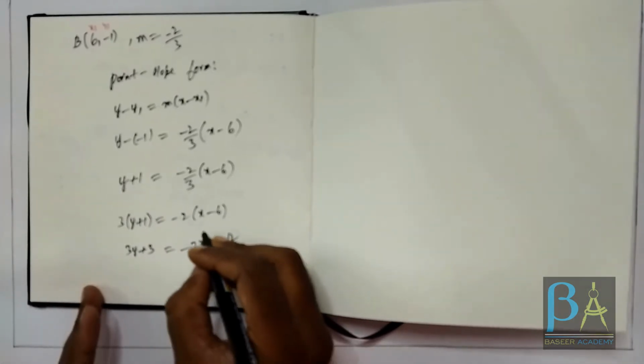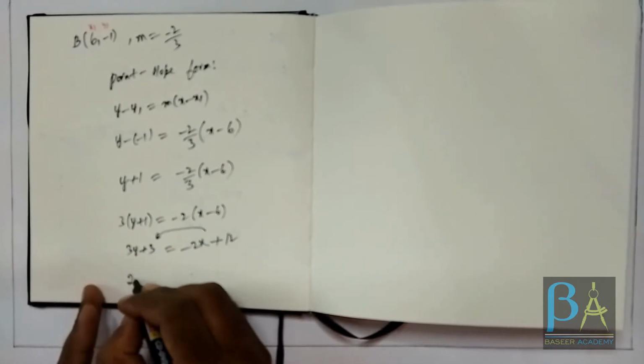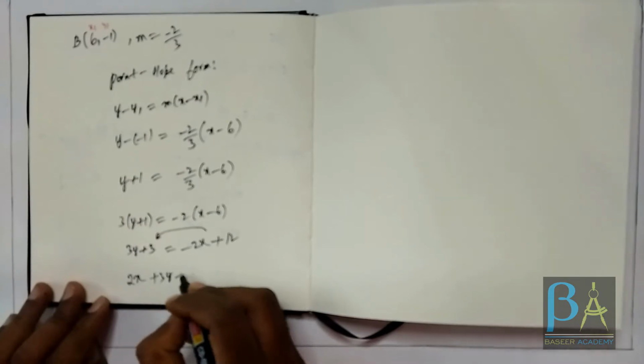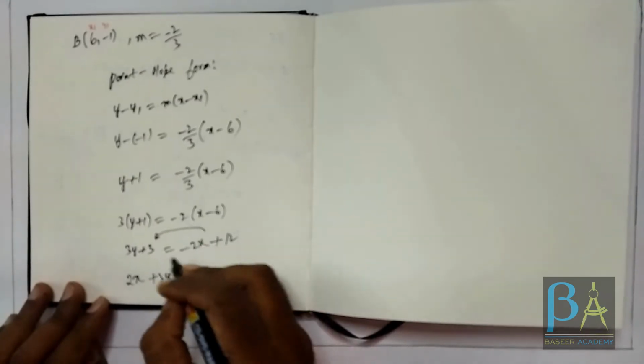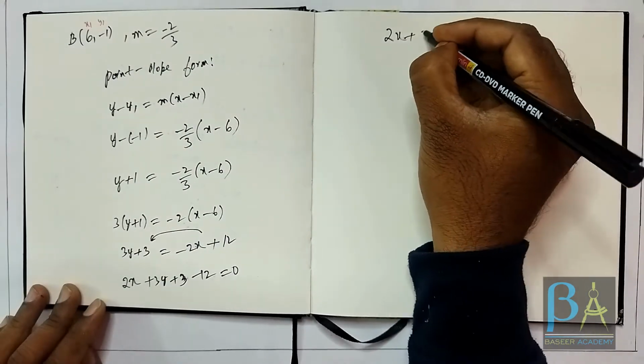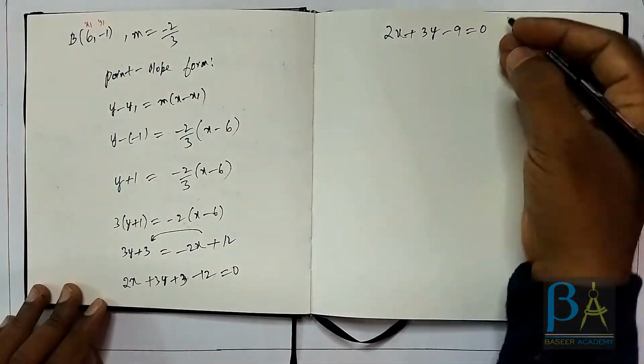2 into 6 is 12. Let us transpose this to the left hand side. Minus 2x, if I transpose it to the left hand side, becomes plus 2x, plus 3y plus 3, plus 12, if I transpose it to the left hand side, becomes minus 12. So 2x plus 3y minus 9 is equal to 0. 3 minus 12 is minus 9.